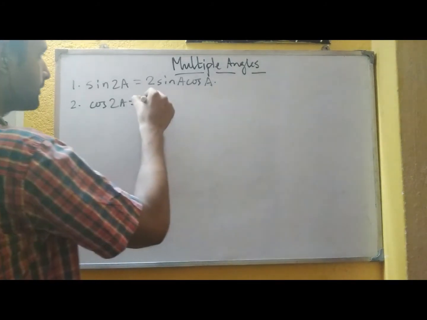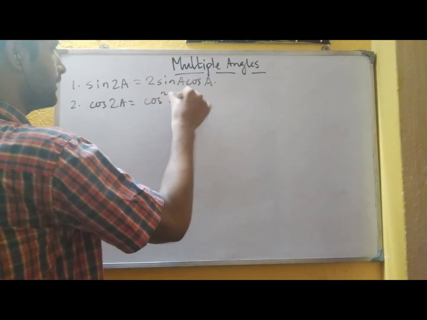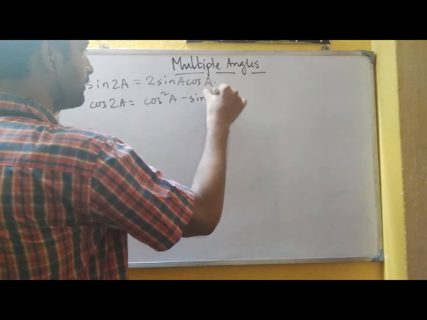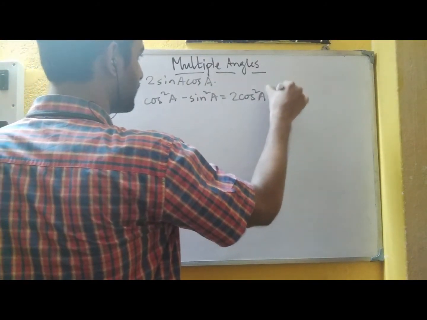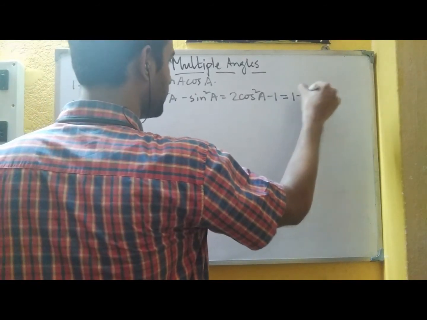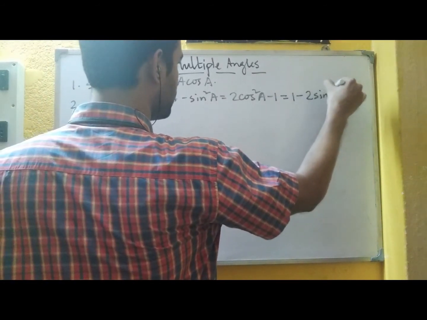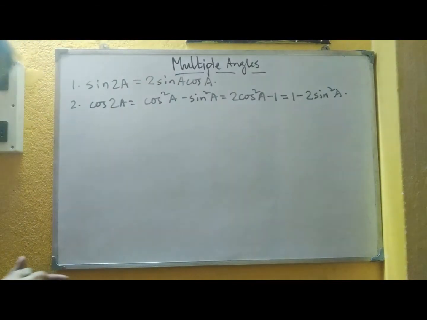So it will be like this. The first formula is cos square A minus sin square A. Then it is 2 cos square A minus 1, and then it is 1 minus 2 sin square A. So all the three formulas we will require in sums. So understand the formulas very well.